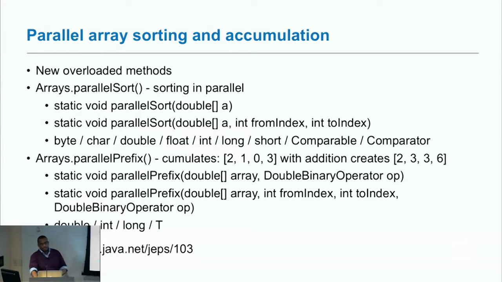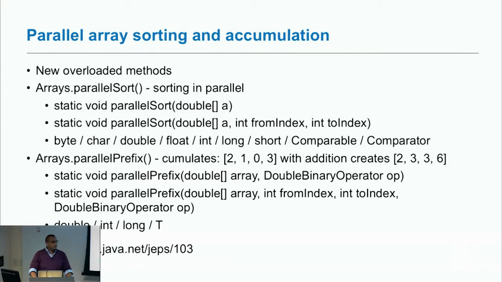For sorting, there's also the ability to do the sorting using thread pooling behind the scenes, and ways of doing what they call accumulation as you pass along either subsections or the entire array, possibly doing an addition or some other operation, and it's overloaded for all the different types as you pass through the stream.